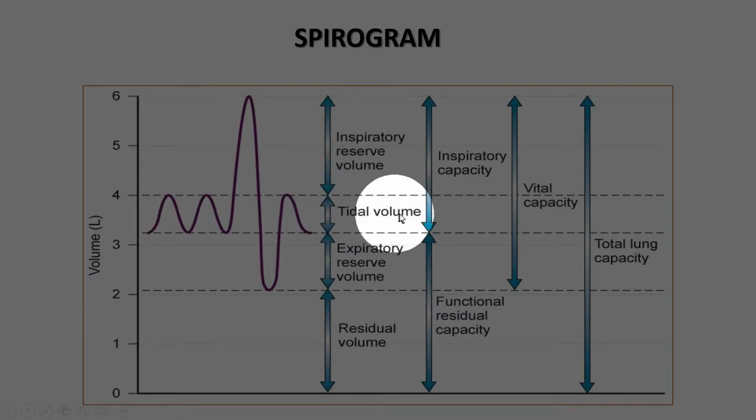Like, this is the tidal volume. Okay, whatever volume we get in this graph, upward or downward deflection, it will be the tidal volume. Above the tidal volume is the inspiratory reserve volume, below the tidal volume is the expiratory reserve volume, and this is the residual volume which stays in our lungs. And when we combine tidal volume with the inspiratory reserve volume, we get inspiratory capacity. And if we combine expiratory reserve volume with residual volume, we get functional residual capacity.